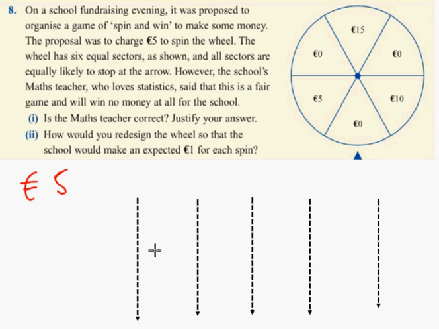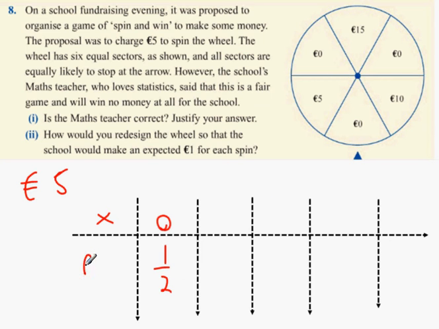Now, first of all, how many zeros are there? So, there are 3 zeros. 3 zeros constitutes what portion of the board? A half. The probability of getting a 0 is a half. Okay, probability of getting a 5? 1 in 6. Probability of getting a 10? And probability of getting a 15? I take it everybody's comfortable with filling that out. X means your score, P of X means the probability of getting that score. Okay?